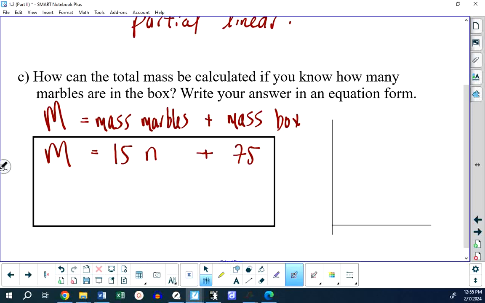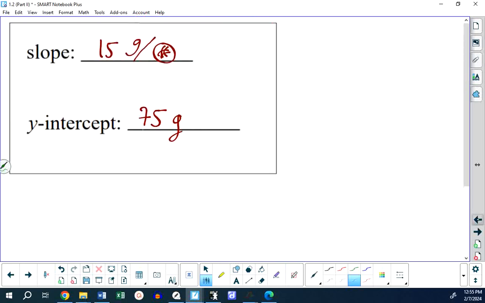But I want you to notice something. Don't forget, this is our y. This is our x. What's this? I know it's how many grams per marble, but what is it in terms of the graph? It's the slope.